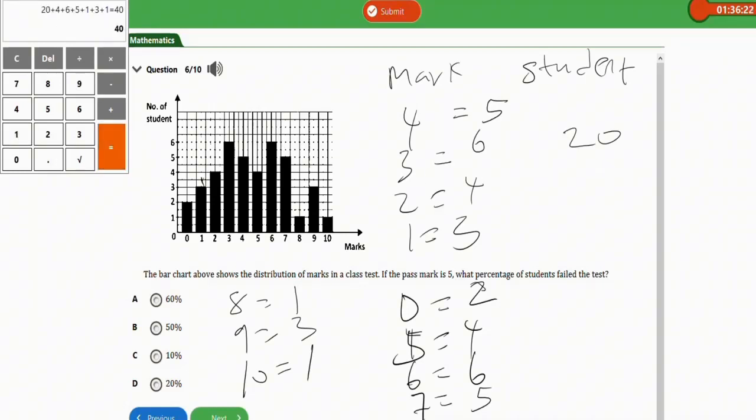We have 40. So this will give us 20 over 40 times, since we are looking for percentage, 100 over 1. Let's punch this on a calculator. We have 20 times 100. What's the output? Divide by 40. So we have 50. The percentage of students that failed the test is what? 50%. It's as simple as this. Alright, so let's wipe this now and solve the next repeated question.